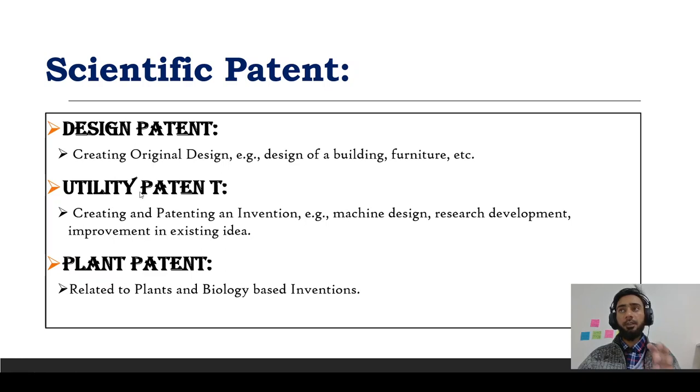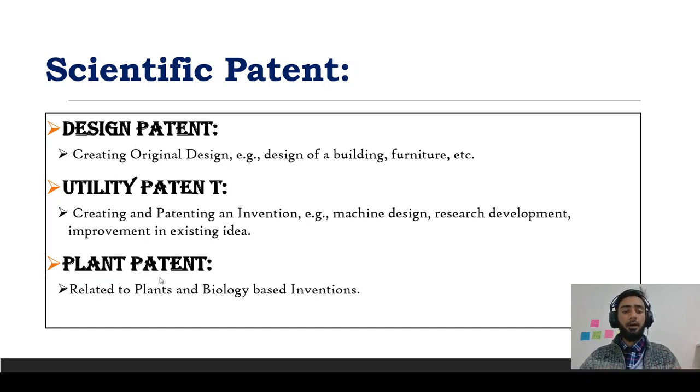They are normally the ones dealt with in scientific contributions. For example, you are designing a machine, or you are making some new contribution to an already developed machine. So these are the utility patents. You improve the existing idea, or you try to make a novel idea and register it as a patent so that nobody starts earning profit from your idea and you can claim it.